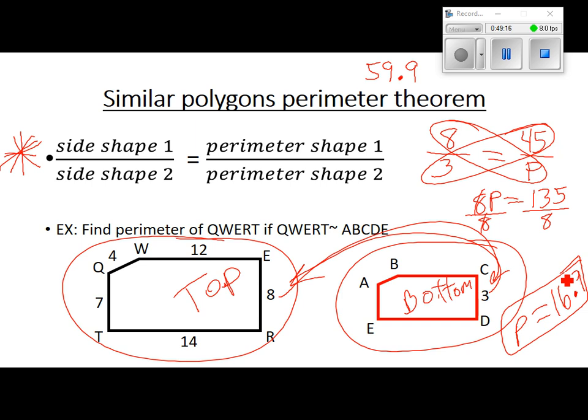How long is segment AE? Do we know? Do we care? No, all they asked us for was the perimeter, and that's our answer. How long is segment ED? We don't care. Now, could we have found each one of them by setting up a different proportion and matching up all these? Yeah. But if all they ask you for was the perimeter, then that's all you had to do.